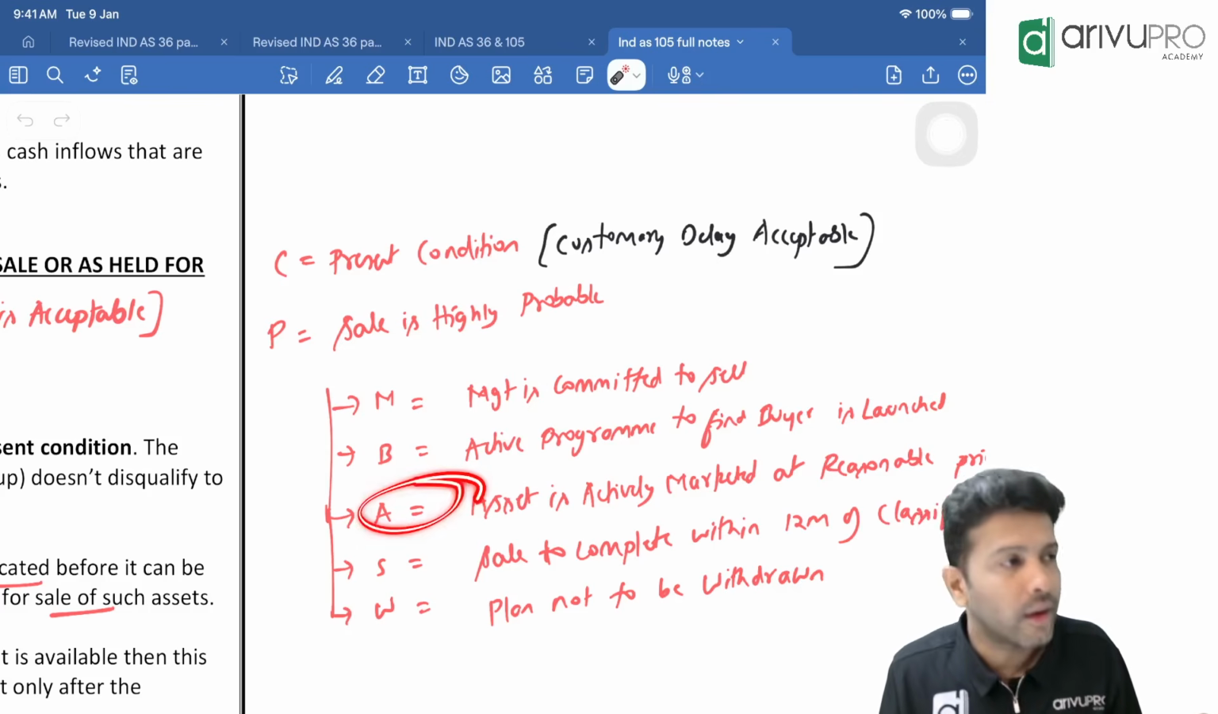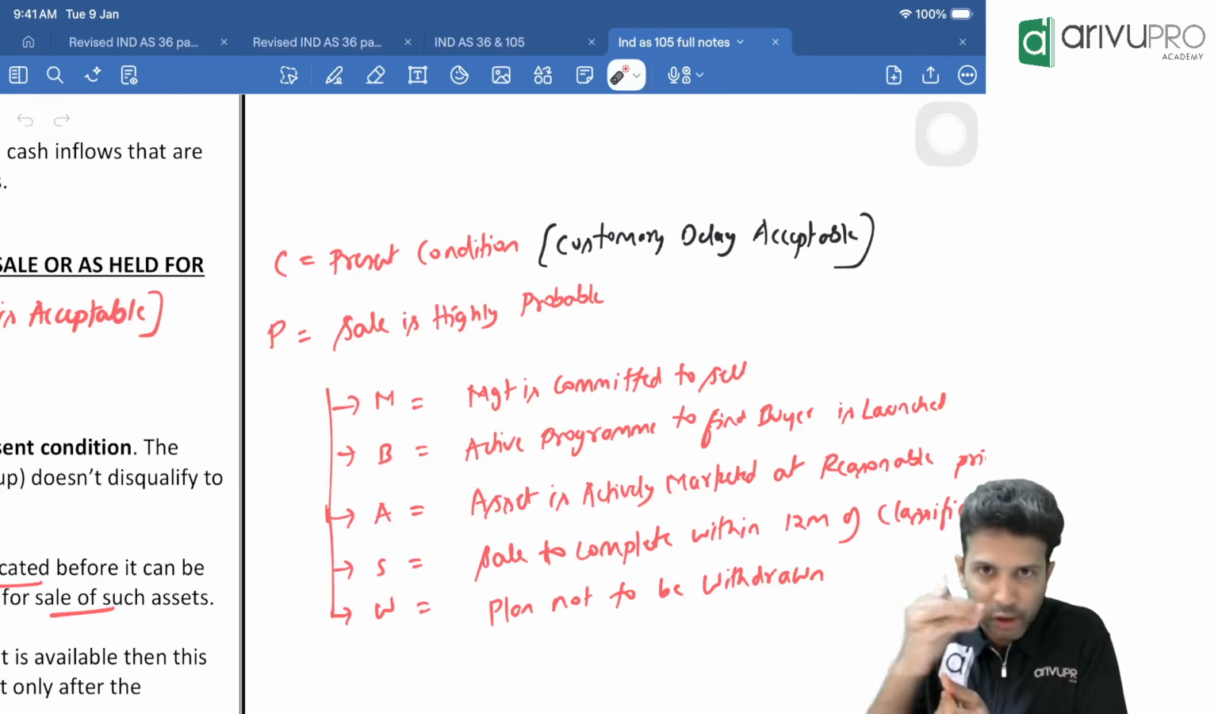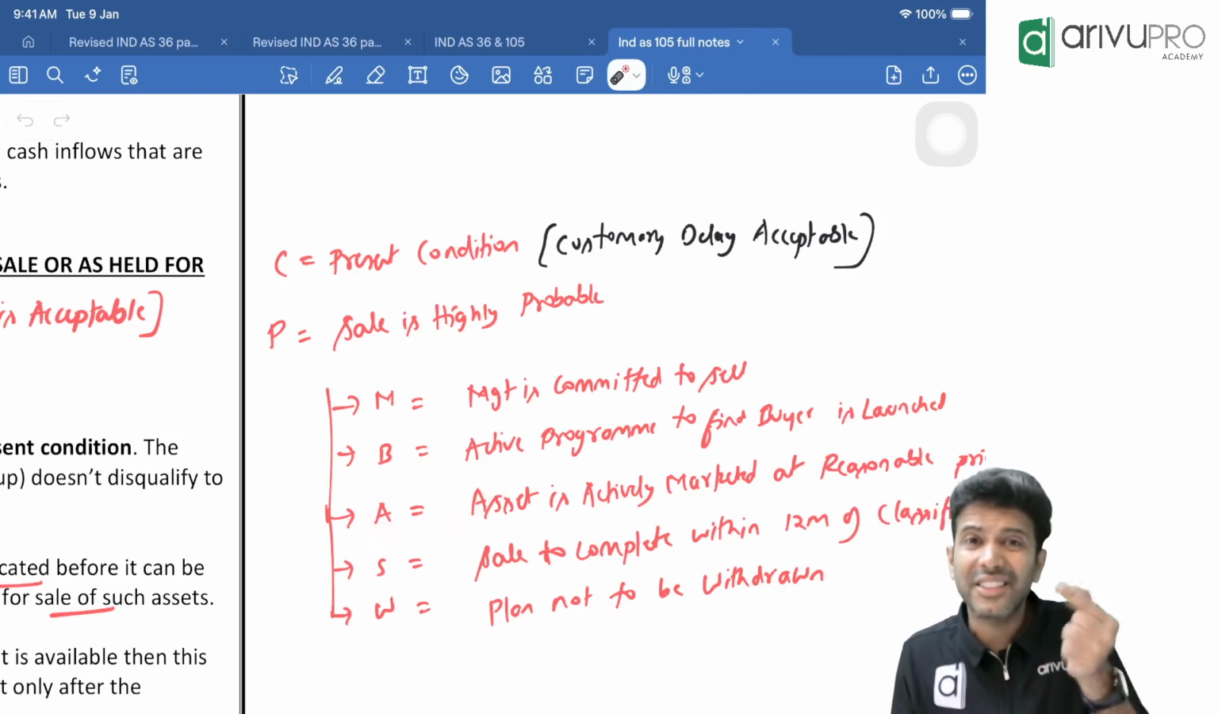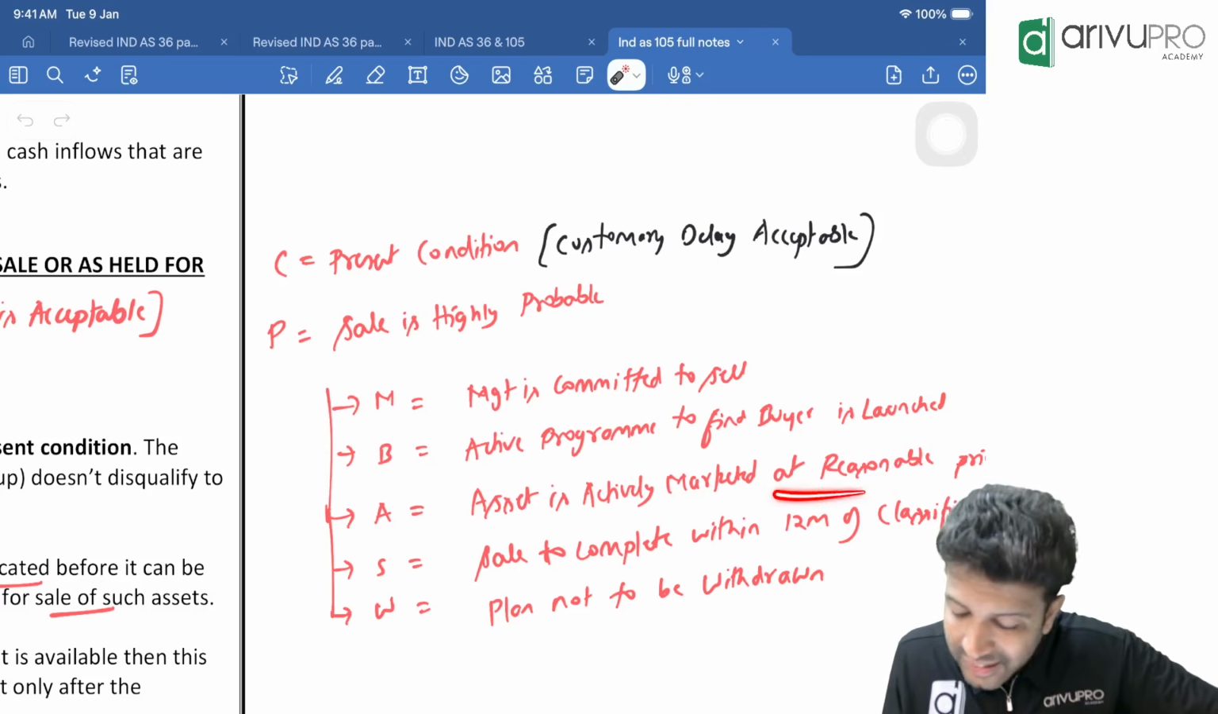Then A for, now if you want to sell the product, you will sell it at a particular price, right? What A is trying to say is, is the asset actively marketed at a reasonable price.